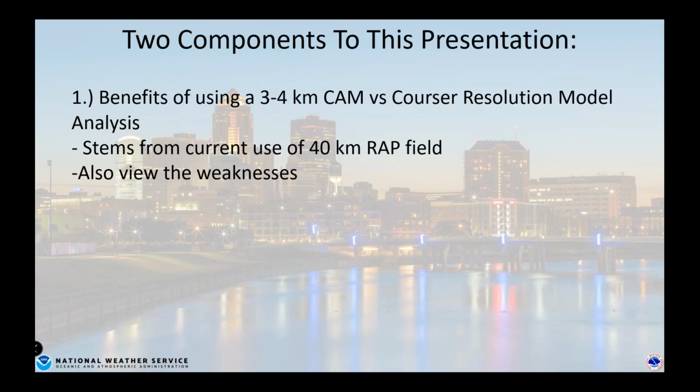The first component was more meant for the students that were going to be at the Severe Storms and Doppler Radar Conference, but I'm going to go ahead and present the points here because it was still interesting to look at. Essentially, what we were asking ourselves in the discussion would be the benefits of moving to a 3 to 4 kilometer convective allowing model solution for our mesoanalysis page versus using a coarser resolution model. A lot of this discussion stems from the current use of the 40-kilometer RAP field that we use with the Storm Prediction Center's mesoanalysis page in most of our events.